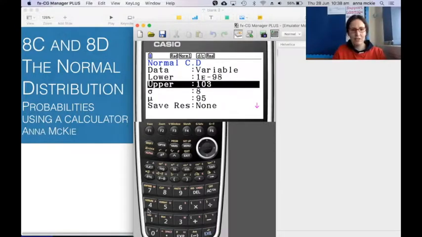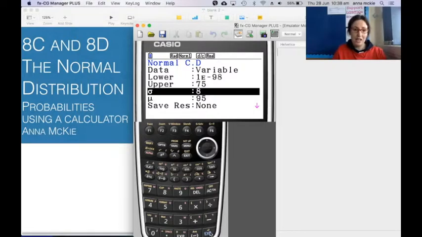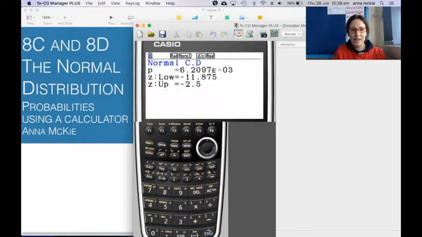Our upper bound was 75, and the mean and standard deviation the calculator has held, and our answer is 6.21 times 10 to the power of negative 3, noticing that. We'll go back and write that now.